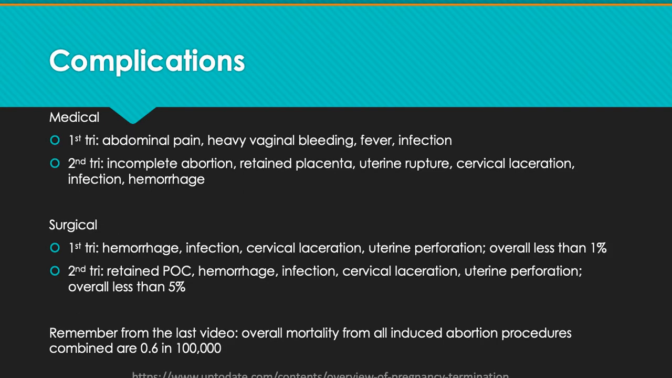Now let's talk about the complications for these procedures. The most common complications for both types of abortion include uterine perforation, cervical laceration, hemorrhage, incomplete uterine evacuation, and infection. Infection is generally related to an incomplete abortion, which is when some of the products of conception remain in the uterus after the procedure. Overall, the rate of major complication is below 0.31% and below 5% for minor complications, and the overall mortality associated with abortions is 0.6 patients per 100,000.